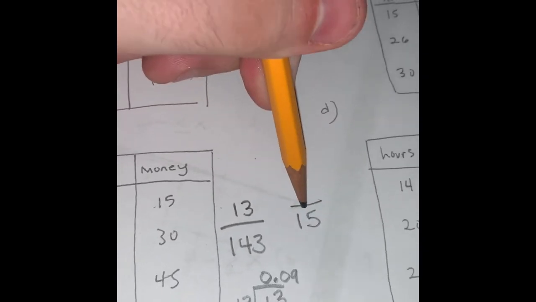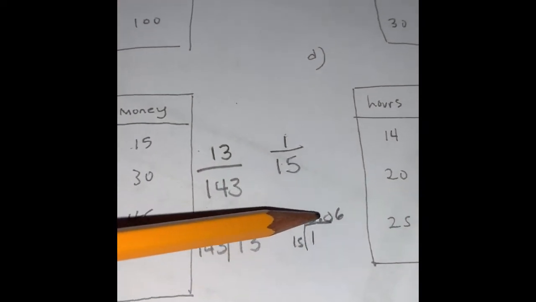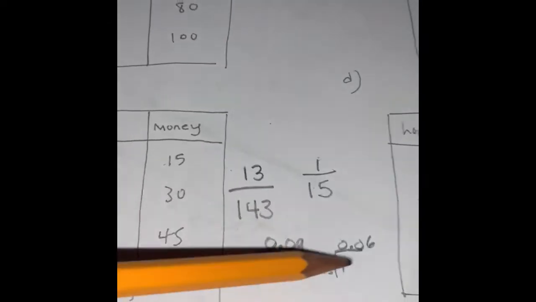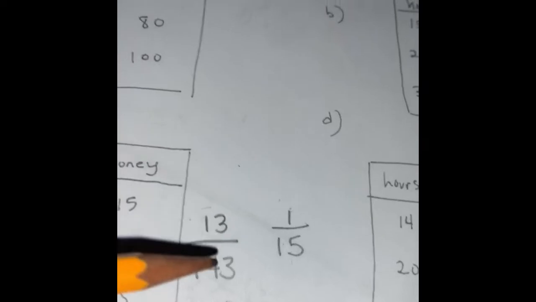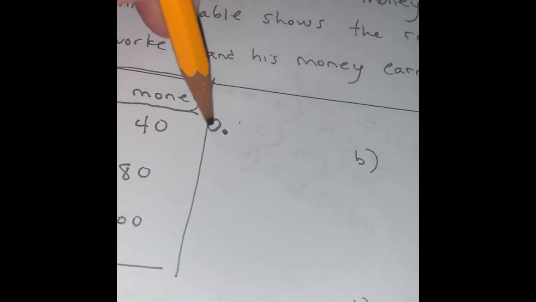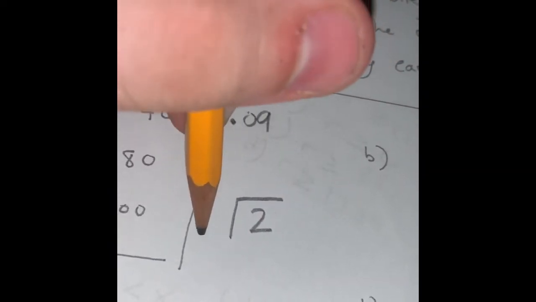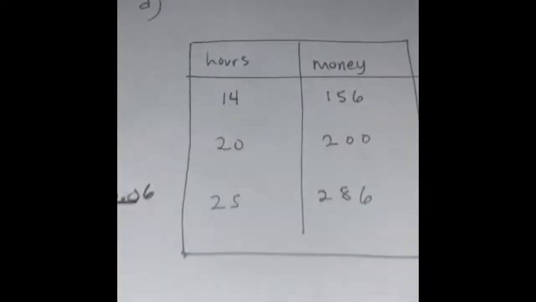So what I want to do is compare the rates from the table. So I would do 1 divided by 15. When I divide 1 divided by 15, I come out to 0.06. And I can see that the rates, or the relationship between the two numbers, is not the same. And once again, this same thing will work for answer choice A. Since I know that 13 over 143 is 0.09, now let's say if I did 2 divided by 40, I would come out with 0.05, which once again we can see is not the same rate.